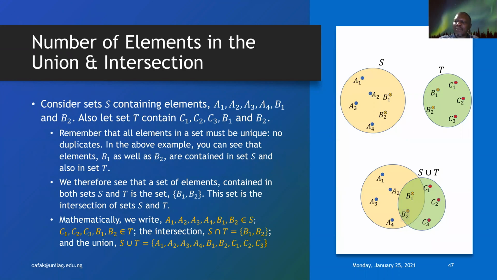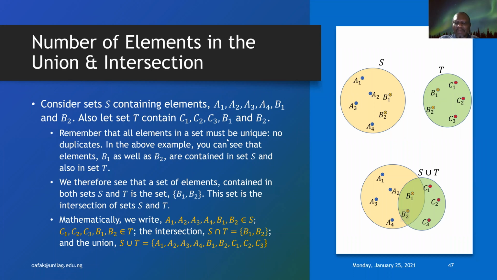In this concrete example, let us say our set S contains A1, A2, A3, A4, B1, and B2. Those are the elements in set S. Let us also say that set T contains C1, C2, C3, B1, and B2. So all these 5 elements are here, these 6 elements are here. But it turns out that B1 is here, it's also here. B2 is here, it's also here. So these are the two things they have in common.